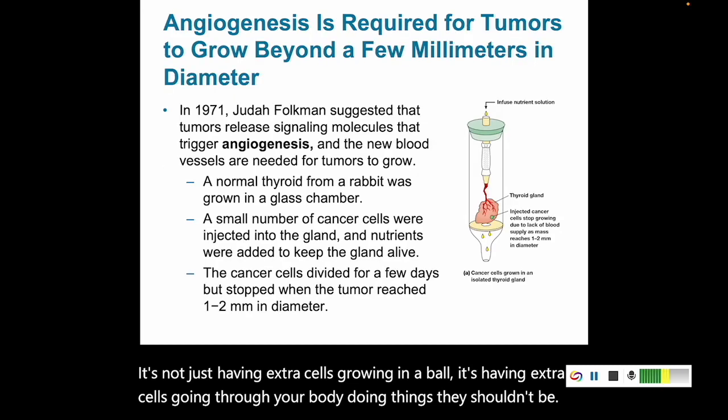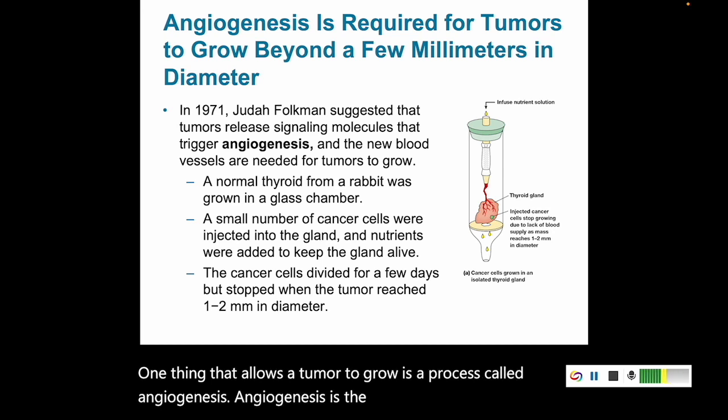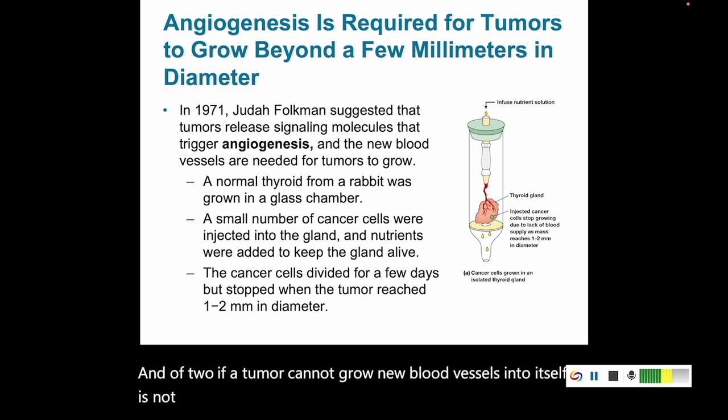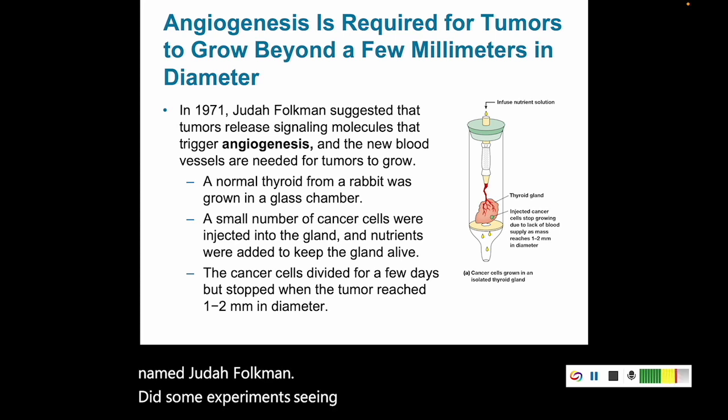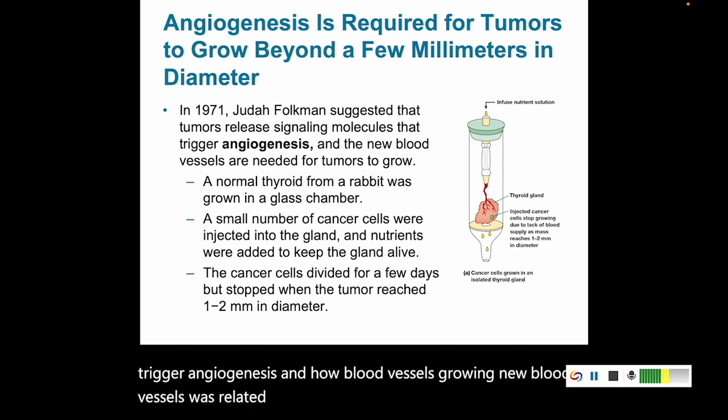One thing that allows a tumor to grow is a process called angiogenesis. Angiogenesis is the process of growing new blood vessels. And if a tumor cannot grow new blood vessels into itself, it is not going to be able to get nutrients to grow. In 1971, a scientist named Judah Folkman did some experiments seeing how signaling molecules could trigger angiogenesis and how growing new blood vessels was related to a tumor's ability to grow.